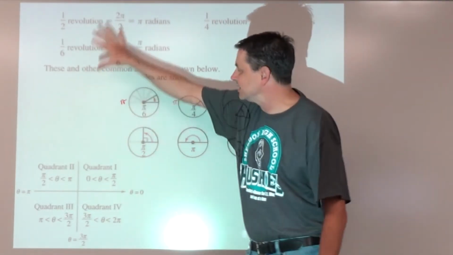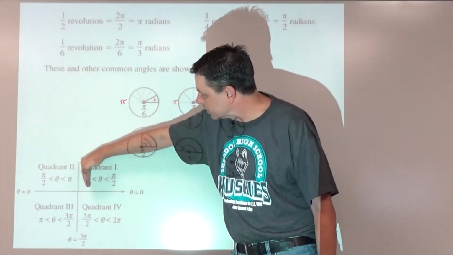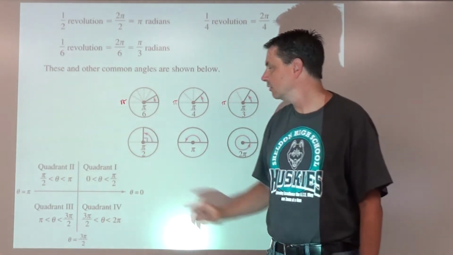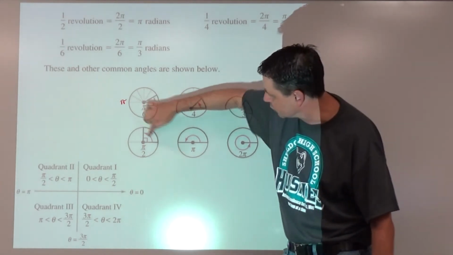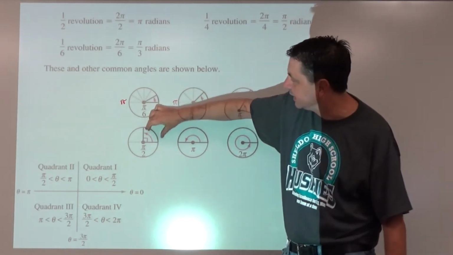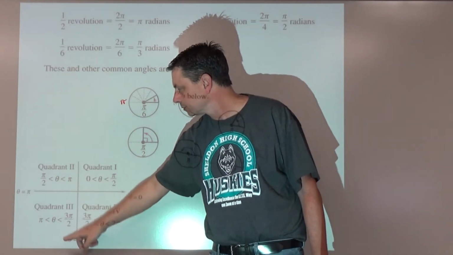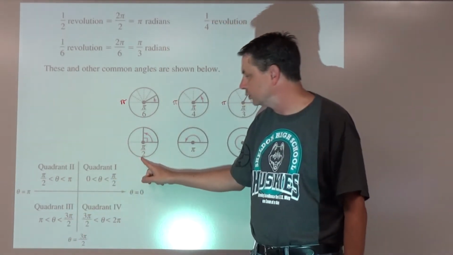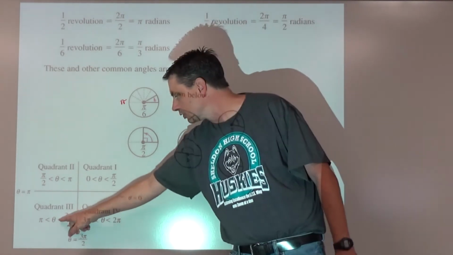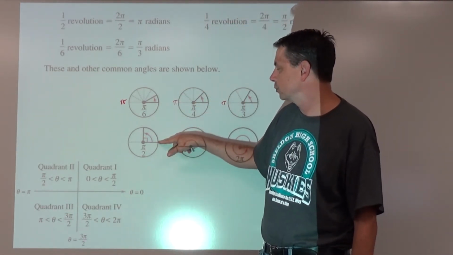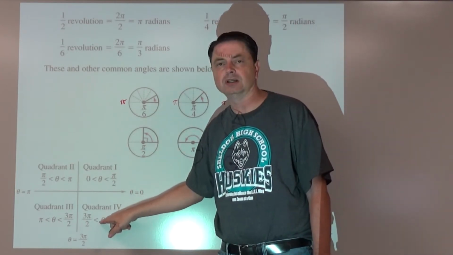Also, if we're using these definitions, then any angle between 0 and pi over 2 will be found in the first quadrant, since pi over 2 is straight up. Anything from pi over 2 to pi will be in quadrant 2. Anything from pi to 3 pi over 2 is in quadrant 3. And anything from 3 pi over 2 to 2 pi would be quadrant 4.